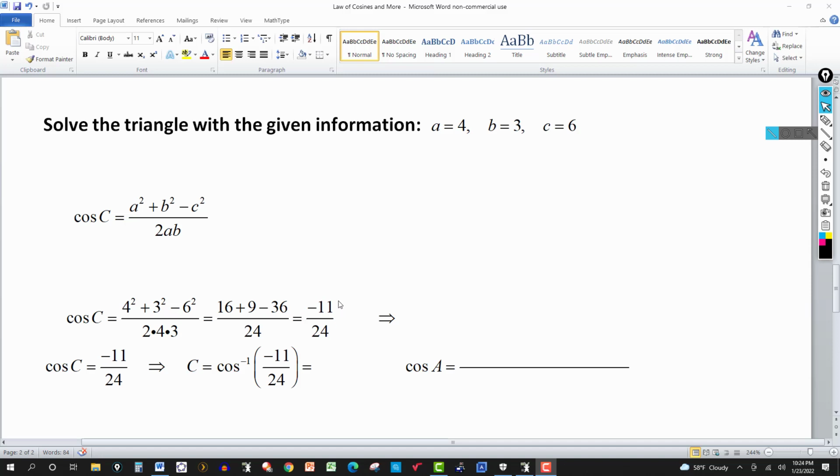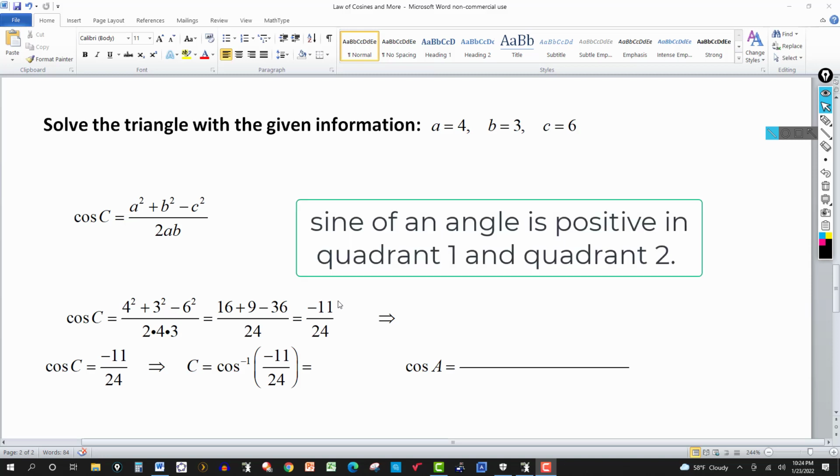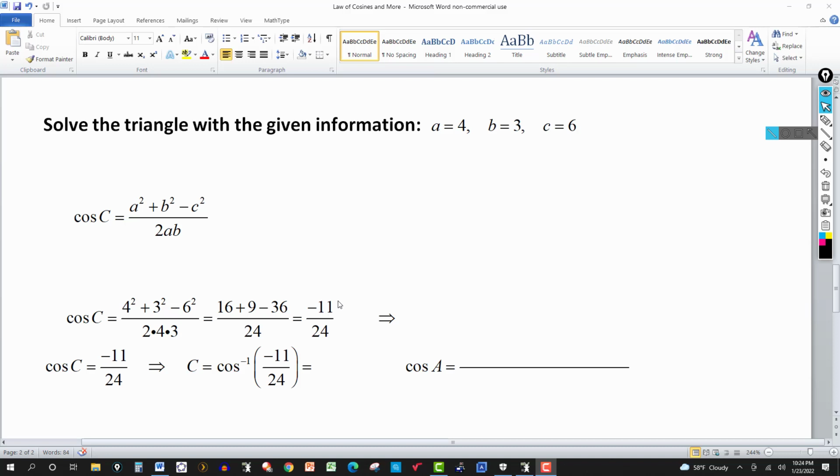There's only one possibility. Now with sine, remember, the sine of an angle is always positive in quadrant 1 and quadrant 2. So if you compute the sine of 30, that's going to be the same as the sine of 150 using the reference angle. When you're solving trig equations, you use the reference angle. So that's why in using the law of sines, we had the ambiguous case.